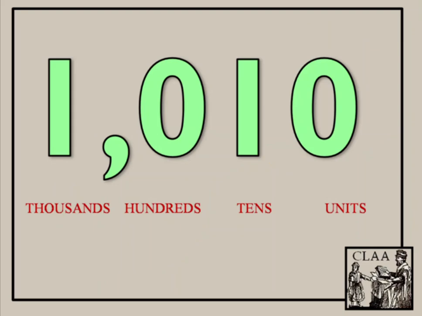Writing the number 1010 isn't very hard at all. We simply have to write how many thousands, how many hundreds, how many tens, and how many units. To write the number 1010, we need to write that there is 1000 and 10. There's a 1 in the thousands place, followed by a comma. There's a 0 in the hundreds place, a 1 in the tens place, and a 0 in the units place. This is 1010.